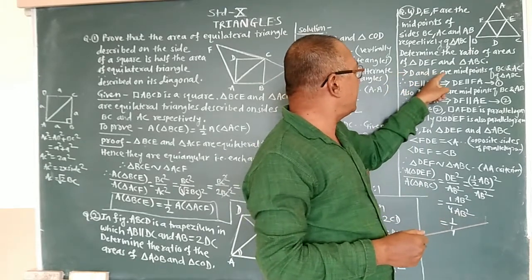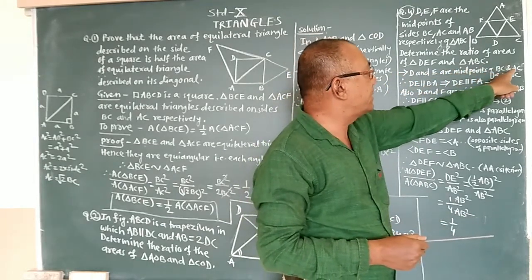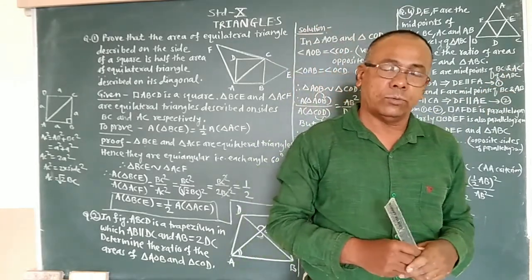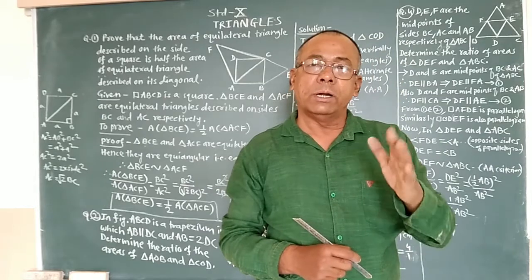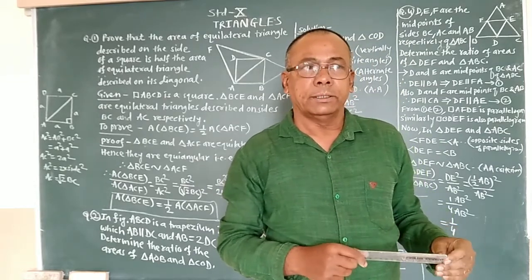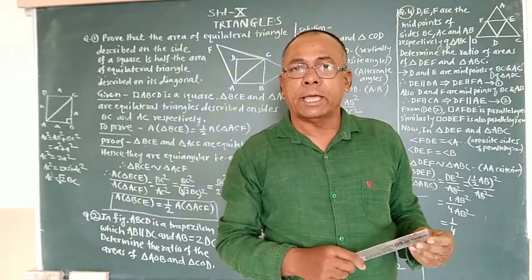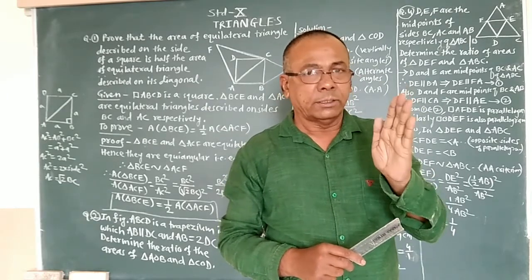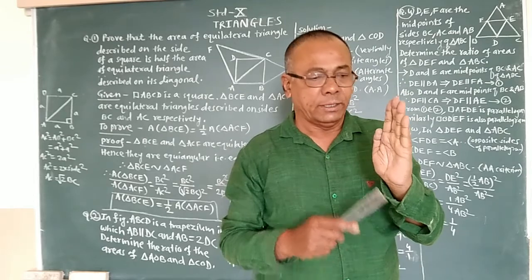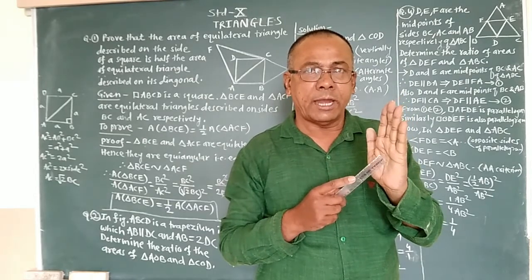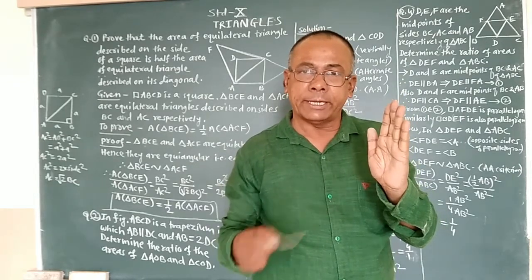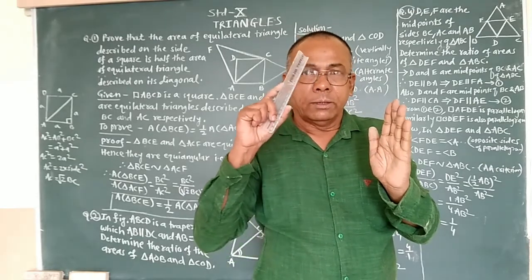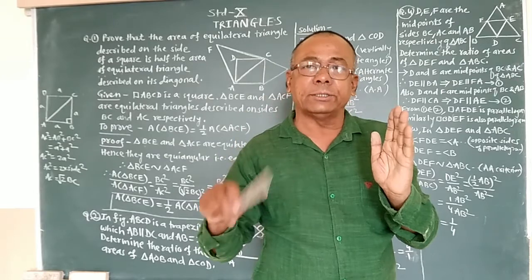Now D and E are midpoints of BC and AC of triangle ABC. And now we have learned one property, that the line segment joining the midpoint of one side and parallel to the second side bisects the third side.